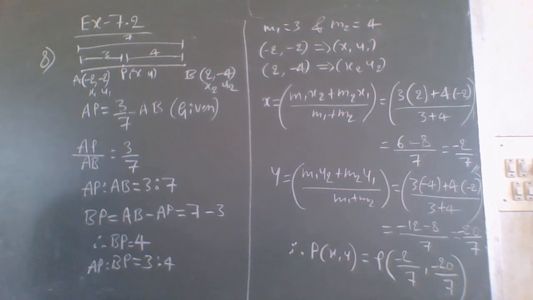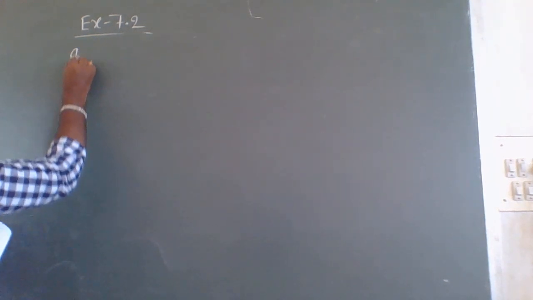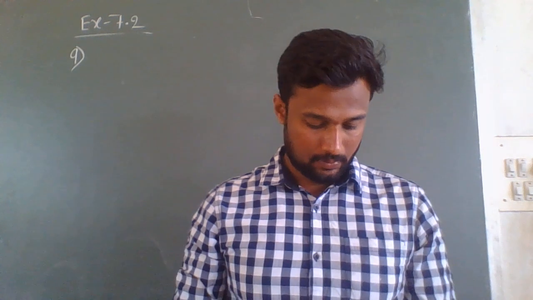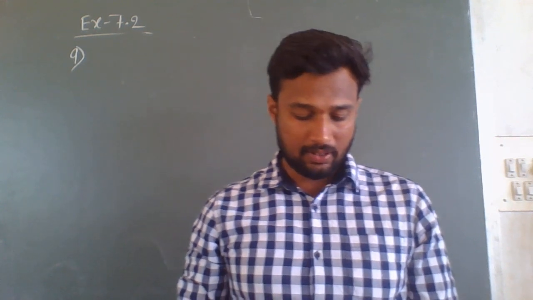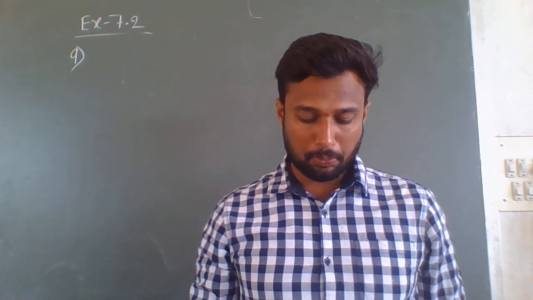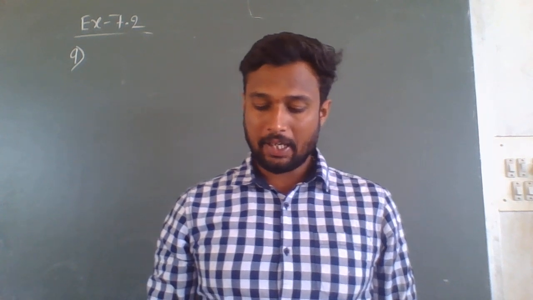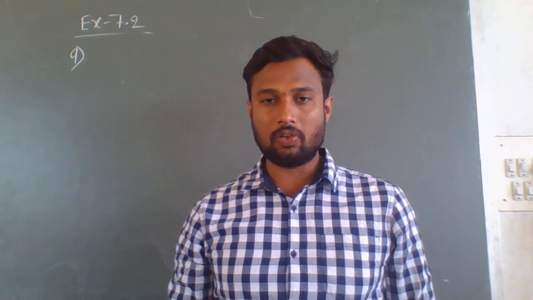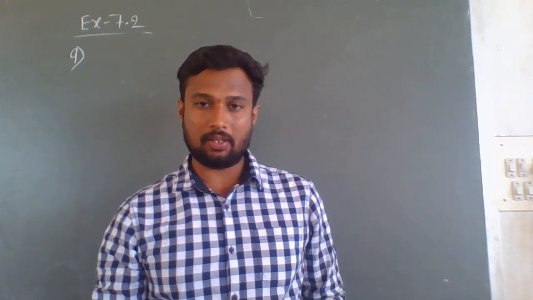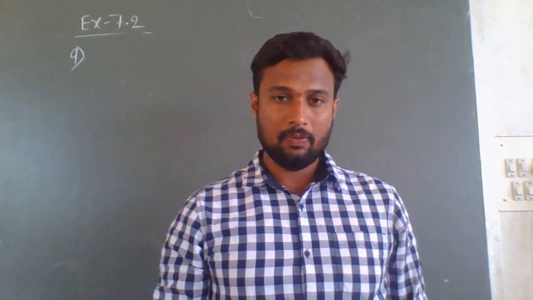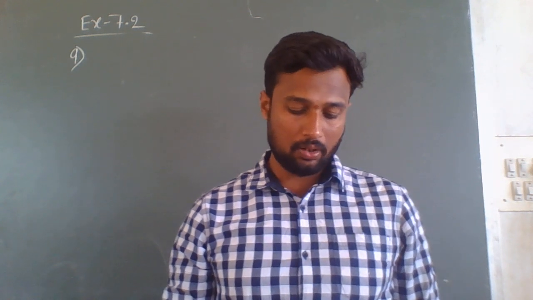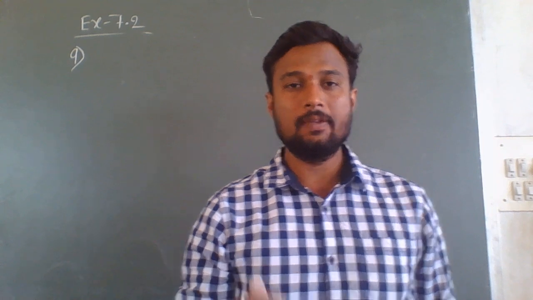Okay, now I will move to the next problem, the ninth one. Now in the ninth problem, what have they given? Find the coordinates of the points which divide the line segment joining A of minus 2 comma 2 and B of 2 comma 8 into 4 equal parts. Means in one line segment AB there are 4 equal parts. So we have to find the coordinates of the points which are dividing this line segment.